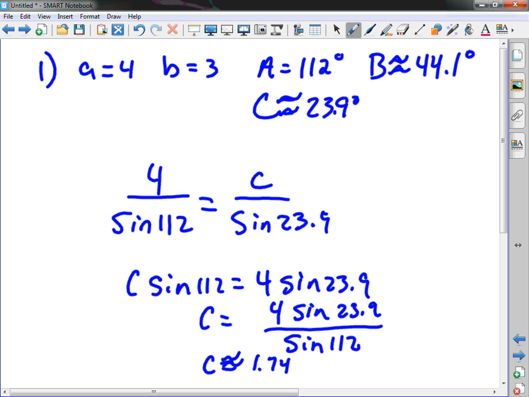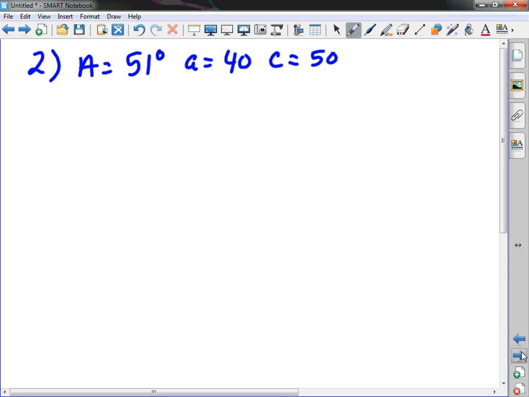One last problem to look at is when you have two possible triangles that you can draw. We have to determine, once again, is this case 1 or case 2? This is, in fact, case 1.